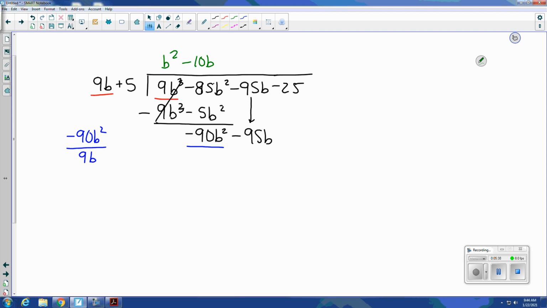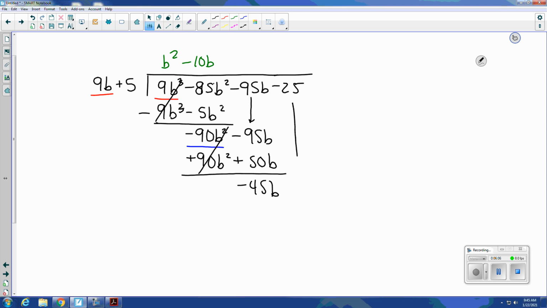Once we have a value in the quotient, multiply it by the divisor to get our new line in the actual long division. We'll get negative 90b squared minus 50b. At this point, in our numerical example, we would subtract this value. There's multiple terms here, so we want to subtract this whole thing. So that negative distributes and changes all the signs. It becomes plus plus, cancel. We get negative 45b, bring down the next term.